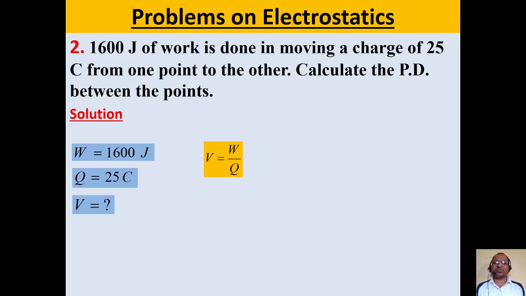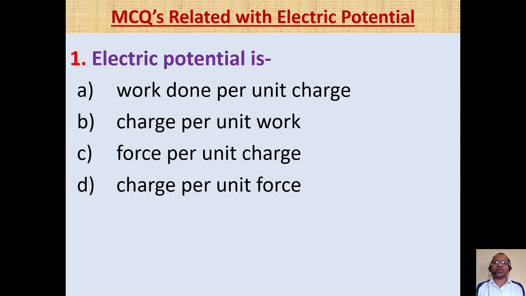We use the formula V is equal to W upon Q. Just substitute the values, so 1600 upon 25, so it comes 64 volt. Now let us study certain MCQs related with this electric potential. Electric potential is, so by the formula electric potential is work done per unit charge, so option A.